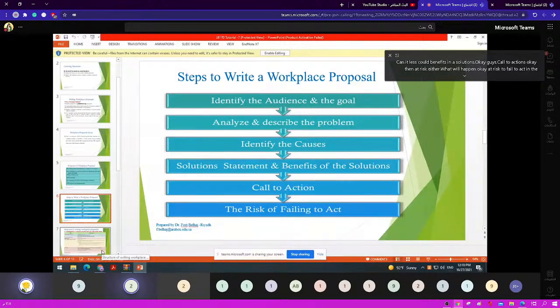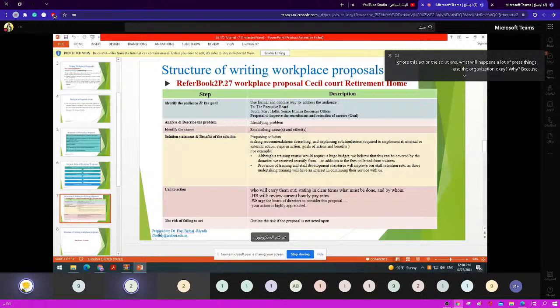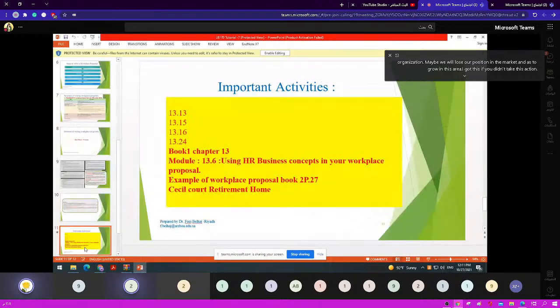إذا ما اتخذتوا القرارات هذه وش تكتب في الأخير؟ You need to write down a risk. This risky if we ignore it. If we ignore this act or this solutions, what will happen? A lot of risk things in the organization. Okay. Why? Because we should تكتب بالrisk مثلا. If we didn't take this action, okay, a lot of employee will leave our organization. Maybe we'll lose our position in the market. يعني ايش تذكر المساوئ حقات ايش if you didn't take this action. That's 7. Then 8.